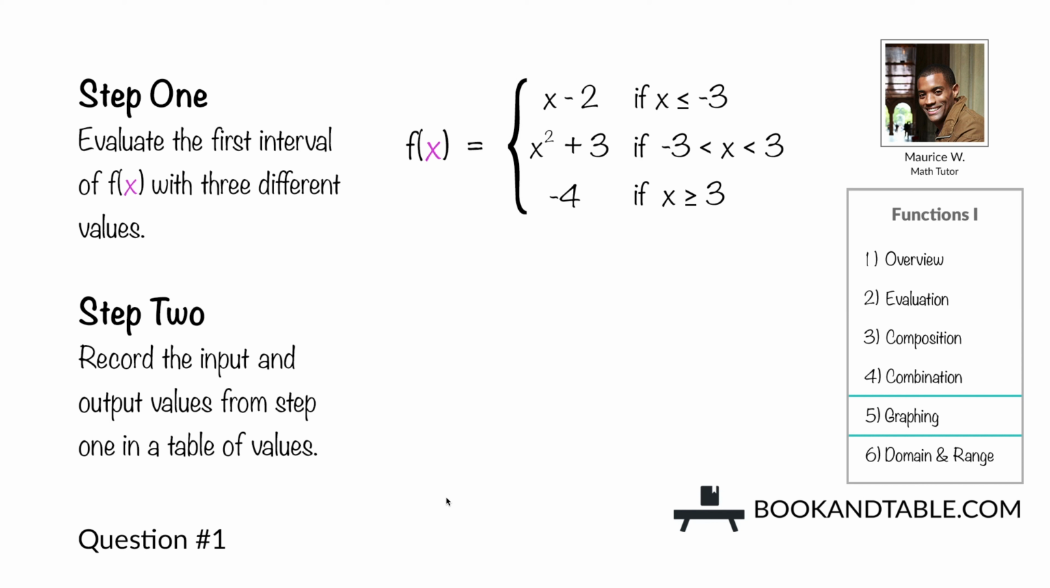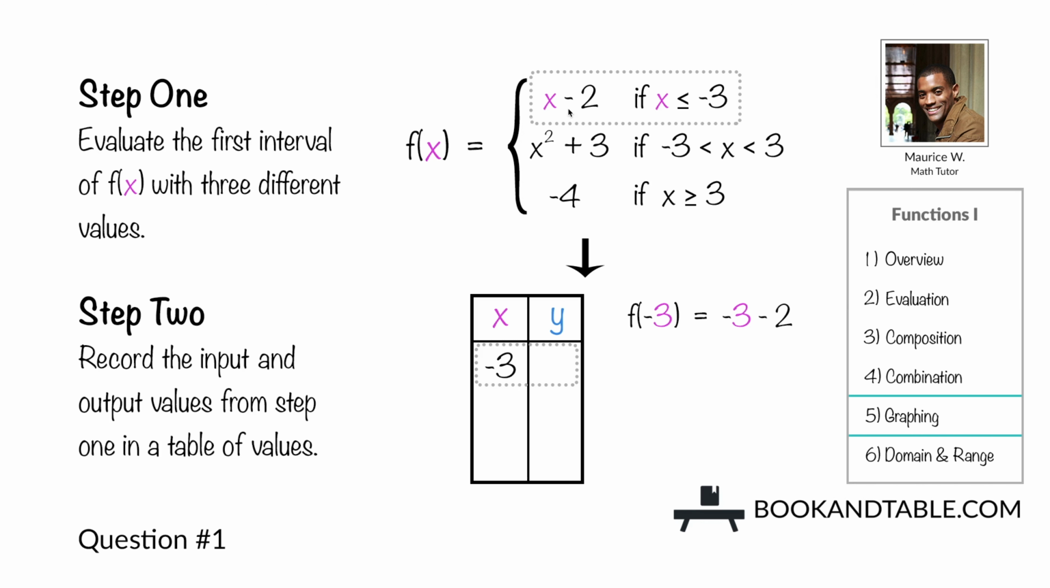Step 1. Evaluate the first interval of f of x with 3 different values. So we have f of x is equal to x minus 2 if x is less than or equal to negative 3. So we'll start where x is equal to negative 3, and then we'll proceed to points that are smaller than negative 3. So we'll use negative 3, negative 4, and negative 5 in the first table of values.